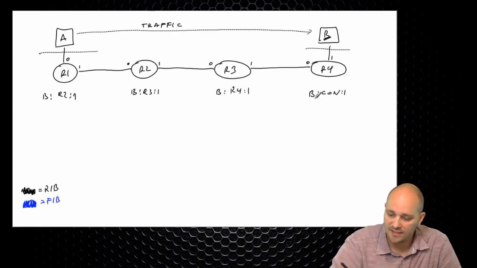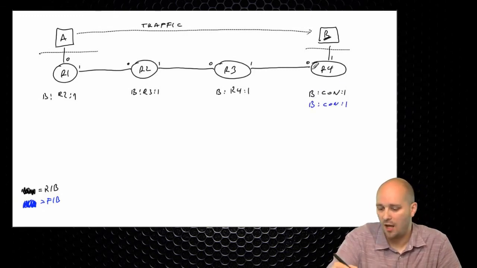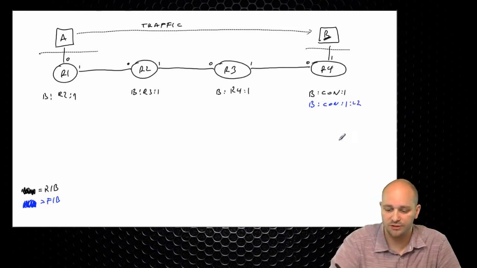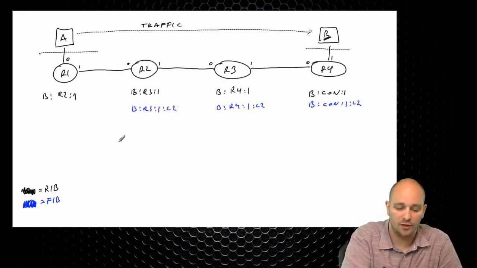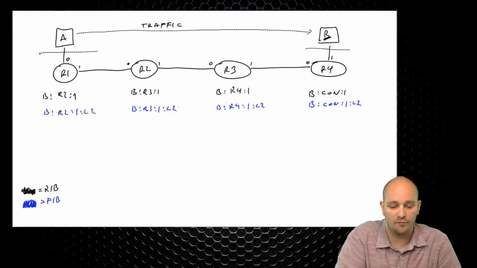So let's say here that we have the information that B is directly connected out of interface 1 and whatever the layer 2 information was. Now, here we are going to have information that B is reachable through R4, 1, and whatever the layer 2 information was. Here we are going to have the information that B is reachable through R3 out of interface 1, whatever the layer 2 information is, and here B is reachable through R2 out of interface 1, whatever the layer 2 information is.